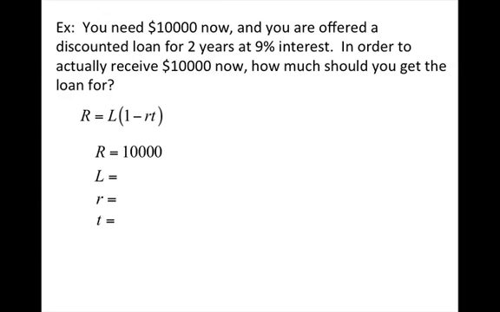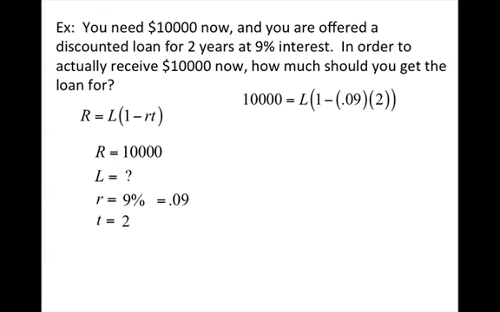L is the loan amount. That's the amount of money I'm going to pay back. And this time, that's what I'm asked for. r is your interest rate, which is 9%. If I divide that by 100, I get 0.09. And T is my time in years, and this time I was given years. There were 2 years. So if I plug these into my formula, I get 10,000 equals L times (1 minus 0.09 times 2).